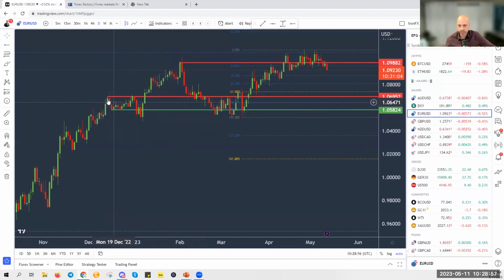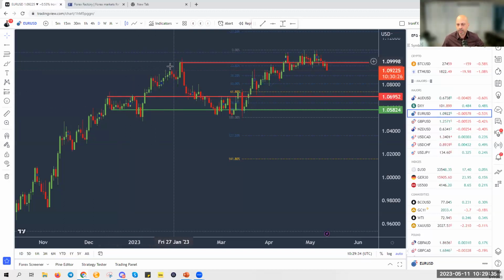And this support area, so you could say price was ranging between 1.0580 and 1.0690. Price was ranging here. And then finally it broke through this support, although the move was not sustained. It sort of consolidated between 1.0580 and 1.0520 before price rebounded and broke through the resistance.